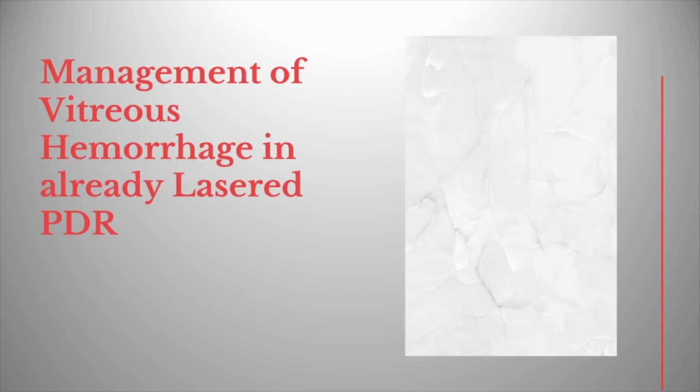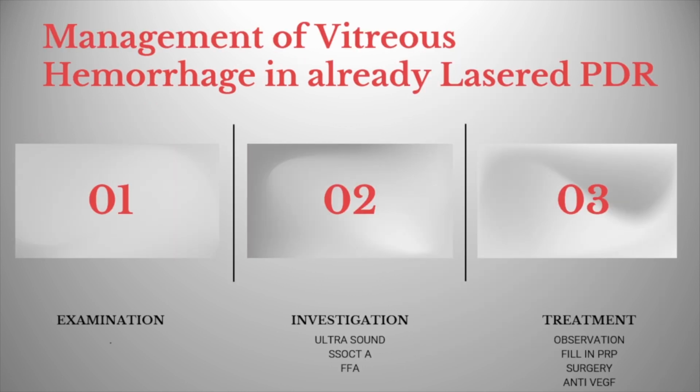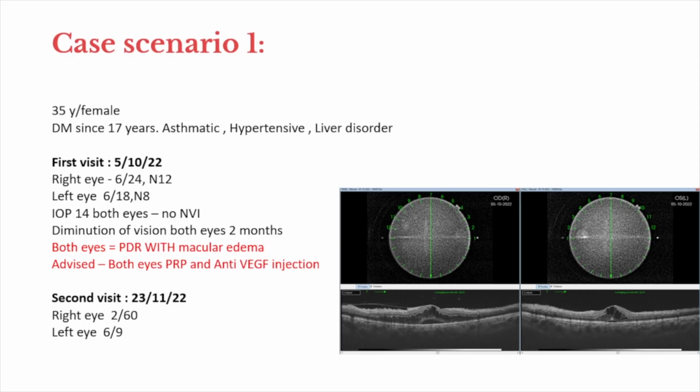So how do we manage the vitreous hemorrhage in an already lasered PDR? I've divided it into examination, investigations, and treatment. I will illustrate that on the basis of cases. Case one is a 35-year-old female who has been diabetic for 17 years, along with other comorbidities like asthma, hypertension, and liver disorders.